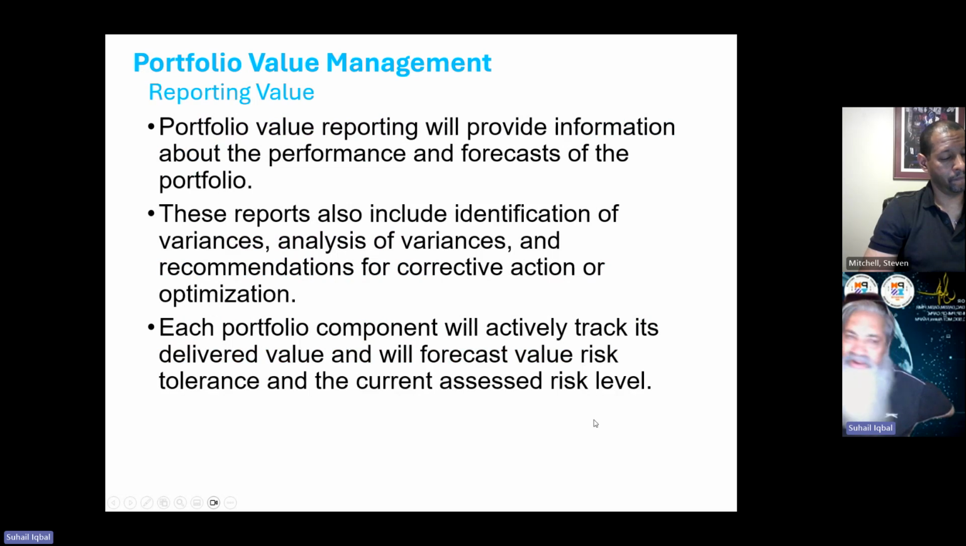Then we have reporting value. It will provide information about the performance and forecast. These reports also include identification of variances, analysis of variances, and recommendations for corrective action and optimization. I think you are not strangers to these terms. We do all that even in projects. Each portfolio component will actively track its delivered value and will forecast value, risk tolerance, and the current assessed risk level. Remember, we are talking from a portfolio perspective now.